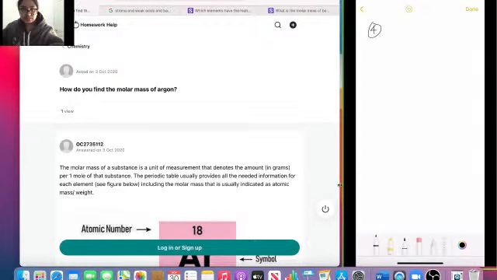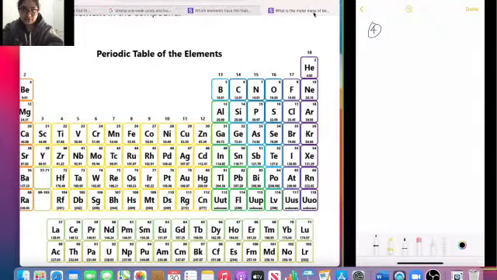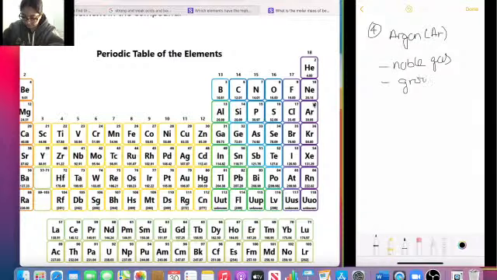Okay, so our next question says, how do you find the molar mass of argon? Argon, if you look at our periodic table here, is a noble gas. The symbol for it is Ar, and it's in group 18, which is also 8 if you don't include your transition metals.